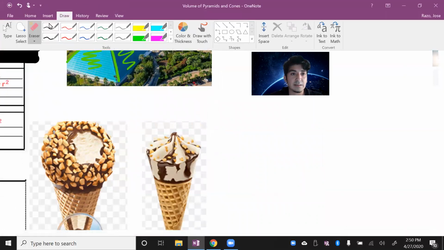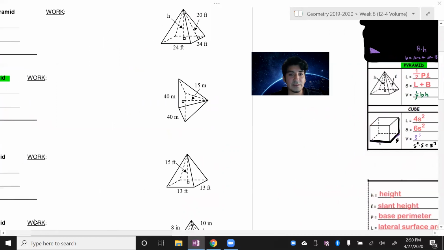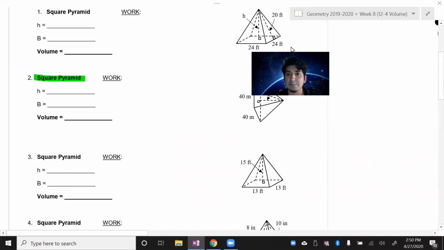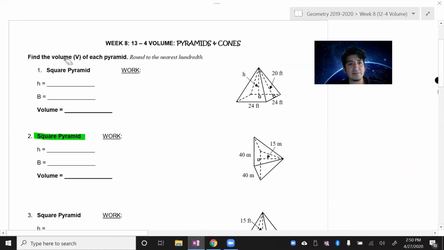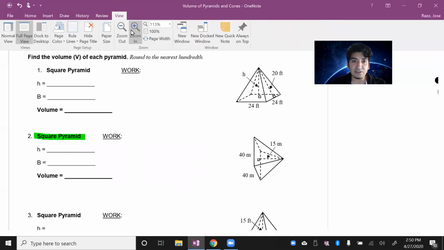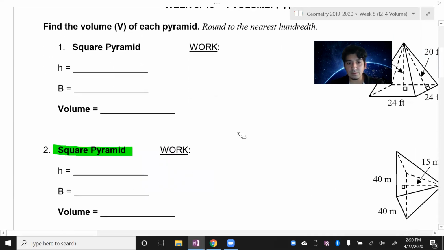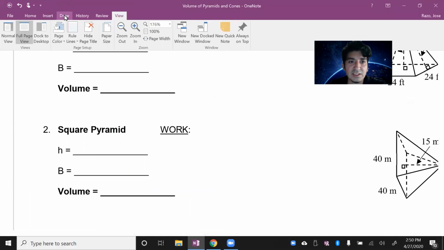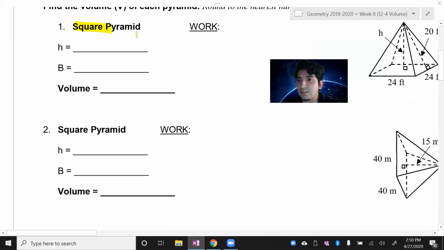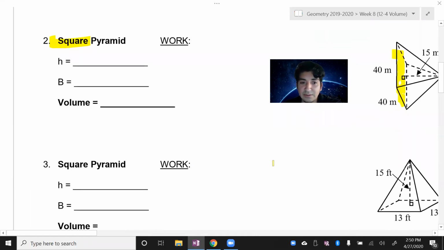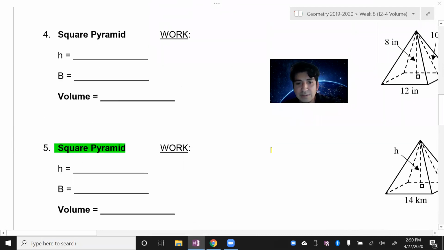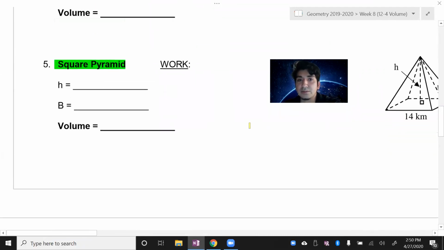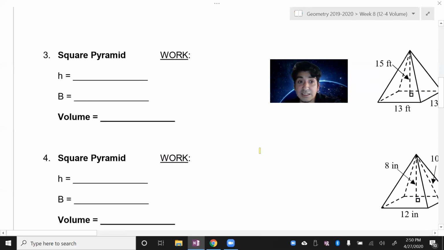Let's go over here then. For the pyramids, you're going to find the volume of each pyramid and round to the nearest hundredth. First, you identify the base of each pyramid. The base of this pyramid is a square, and here's another square to work with. For pyramids, you will probably see a square the majority of the time.